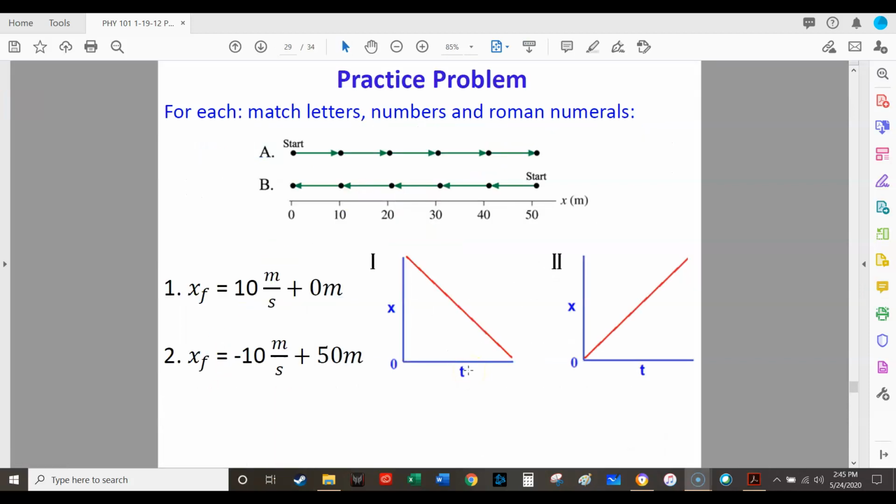So here's another practice problem, and this is more of a real quick multiple choice or matching. What I want you to do is match the motion diagram to the graphs and also to the prediction equations. So I want you to match numbers to letters to Roman numerals. Okay? So go ahead and try this out and see how well you do. And pause the video now.